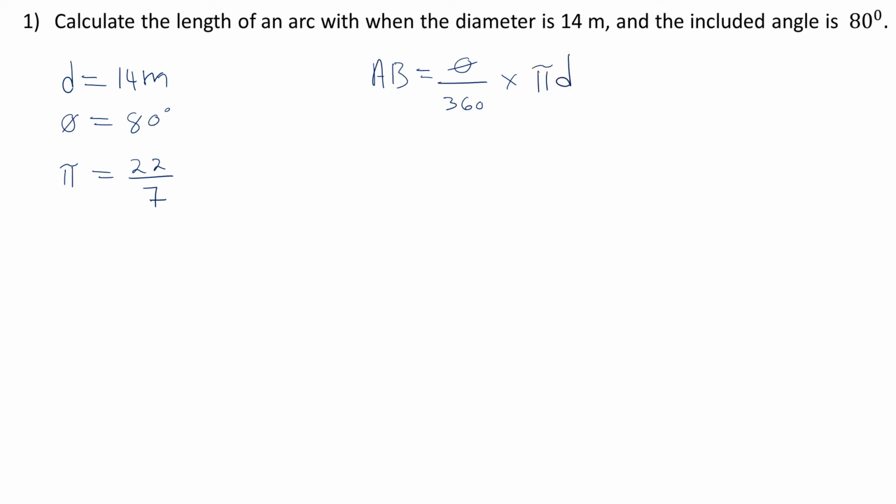You could still use 2 pi r, because in this case, if you know the diameter is 14, then the radius will simply be half of that, which is 7. But it will still come back to 14. So let's substitute our values. So now we have 80 divided by 360 times, I choose to use pi in this one as 22 over 7, and that will be multiplied by 14 over 1.